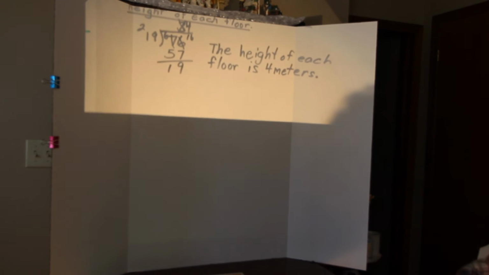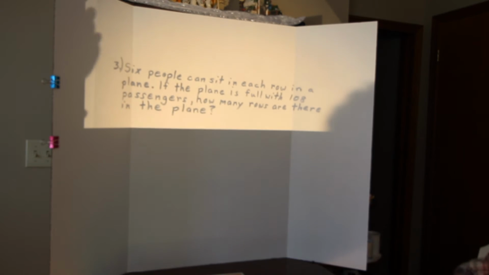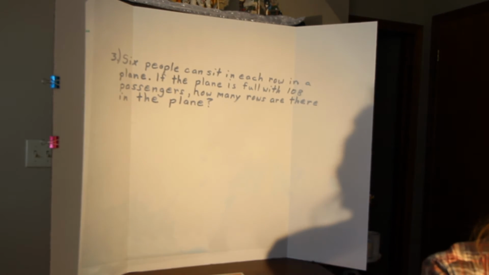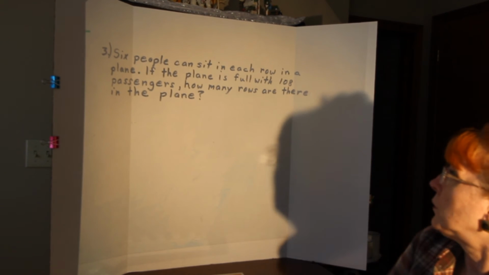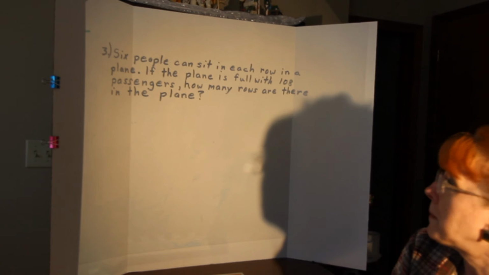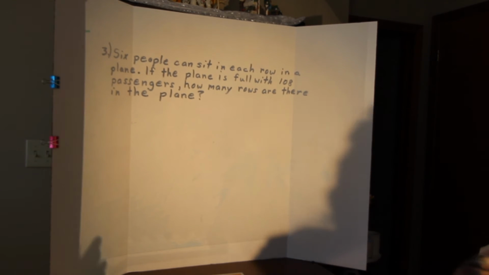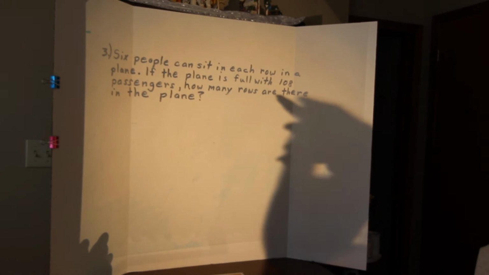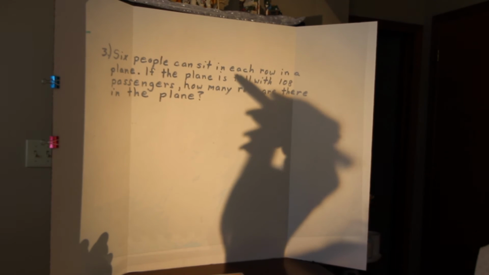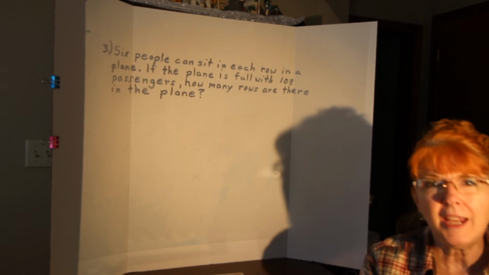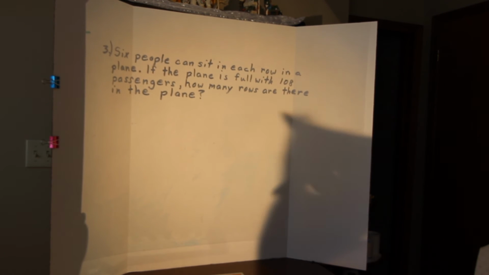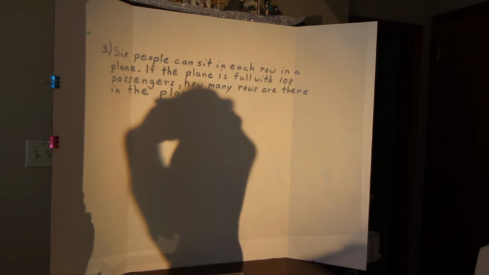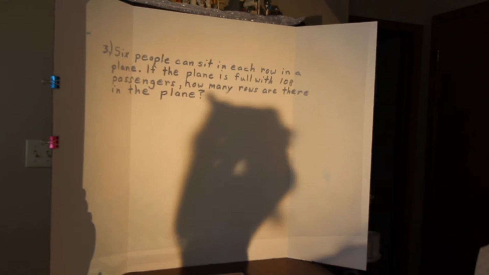Last example, number 3. 6 people can sit in each row in a plane. If the plane's full and there's 108 passengers, how many rows are there in the whole plane? Each. There's that word each again. Each usually denotes that you're going to be dividing something evenly in some way. So how many people did we have? 108 people. And 6 people can sit in a row.